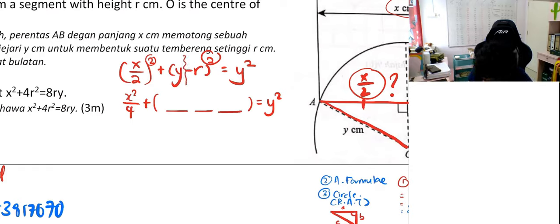So cut half the quick way. Square, y square plus r square. This is important. A lot of students put negative, gone.